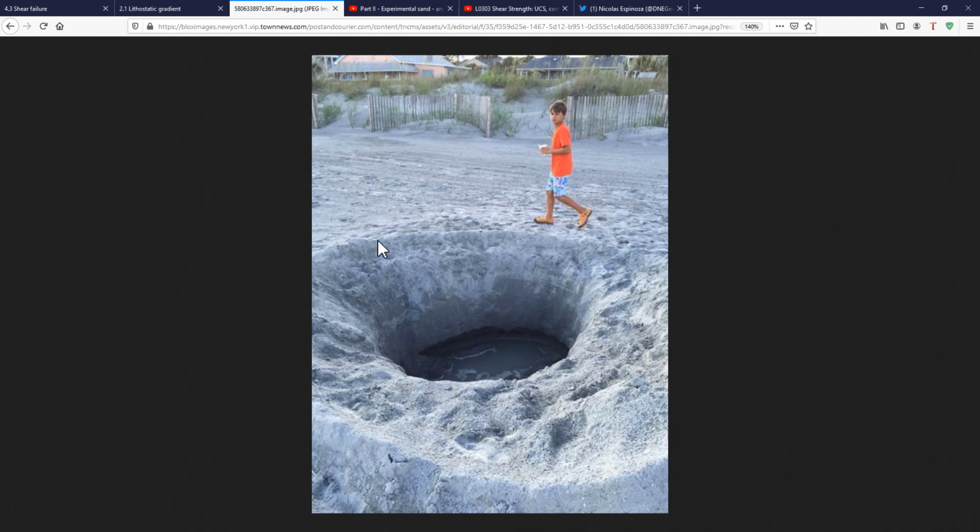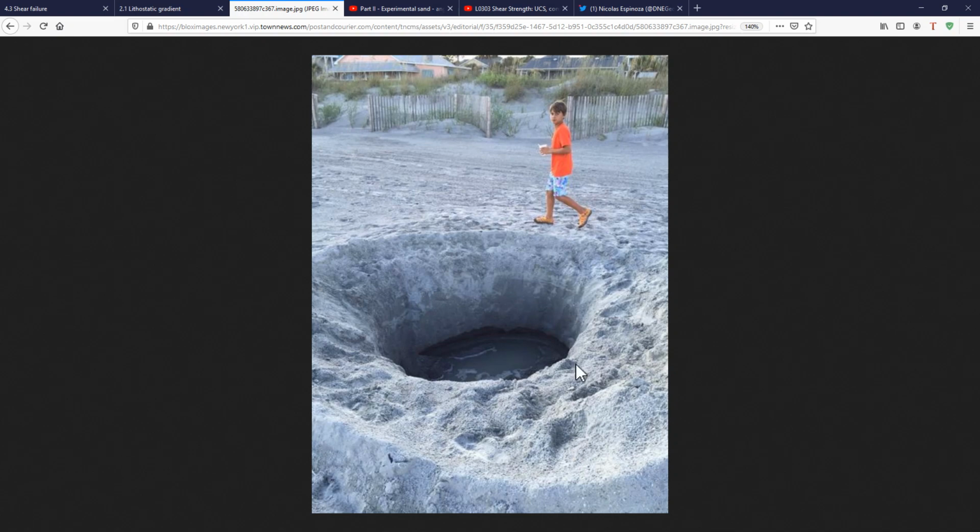The strength is going to be 0. And that's also why when you try to dig a hole in the beach, when you get started, it's just pretty difficult to make a hole, and the sand is just going to fall into whatever you try to excavate.